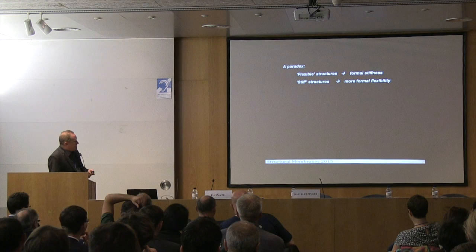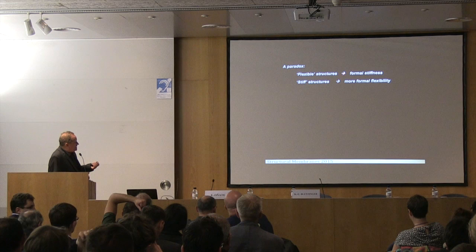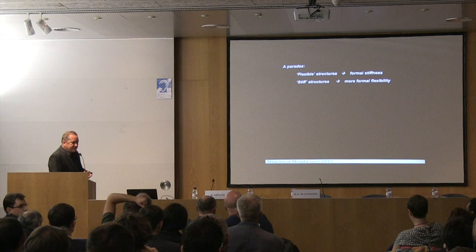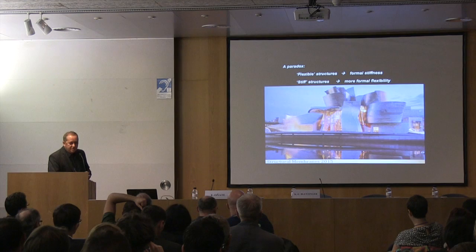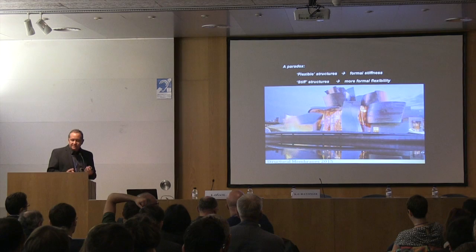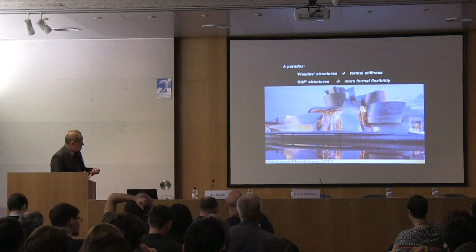Now, there is a paradox that we can point out: because they have to obey these funicular shapes, flexible structures are also formally very stiff. We cannot ask of them any shape you like. Stiff structures, on the other hand, are more formally flexible, like Guggenheim Bilbao. We cannot have this shape with cables and membranes only. But somehow, cables and membranes are more sincere. They express themselves in a much clearer way than stiff structures like this one.